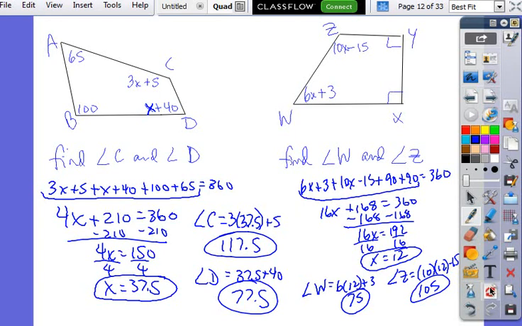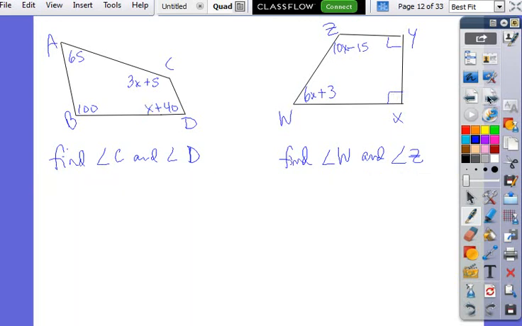Are there any questions on what we've done so far? So if it doesn't have a number like the first one, if it has the little box for the angle, it will automatically be a right angle, so it's 90 degrees. If you ever see the box, it's automatically 90. Yeah. Okay.